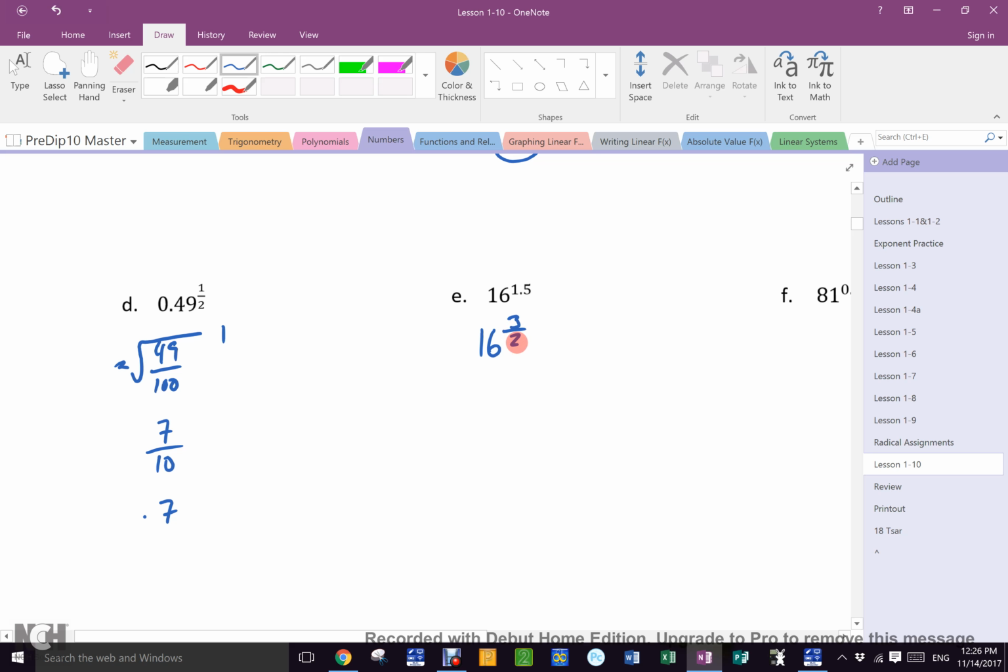What does the 2 become? The 2 becomes the index. What's the 16 become? Radicand. What's the 3 become? Power. What's square root of 16? 4 to the 3rd power. 64.